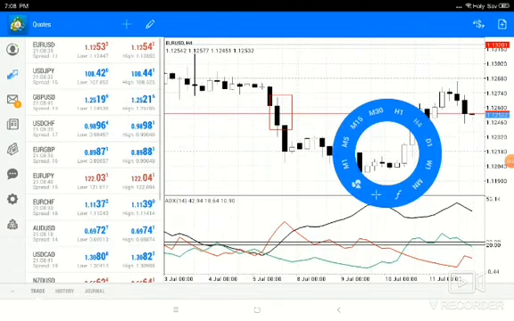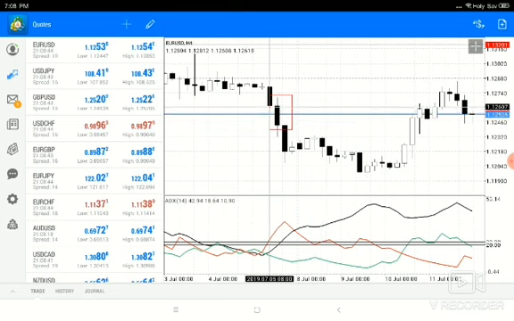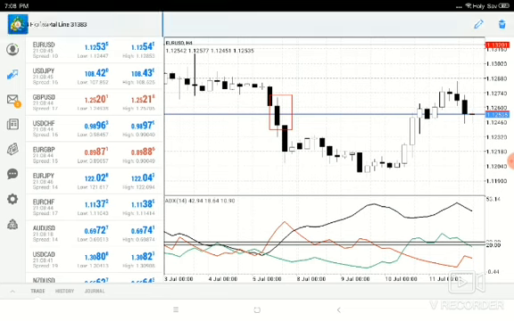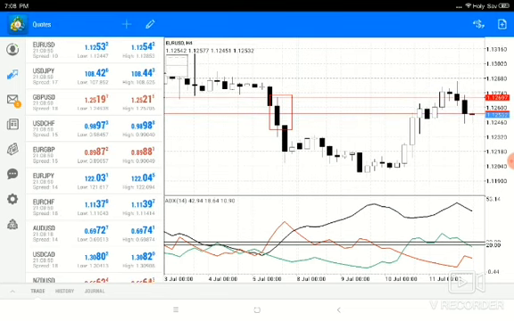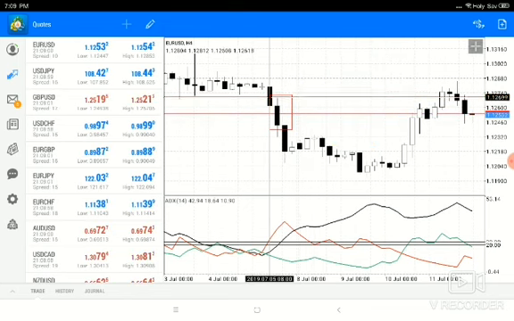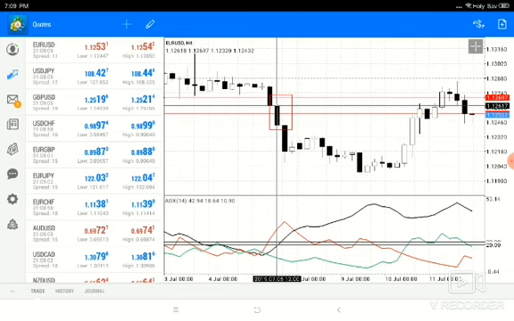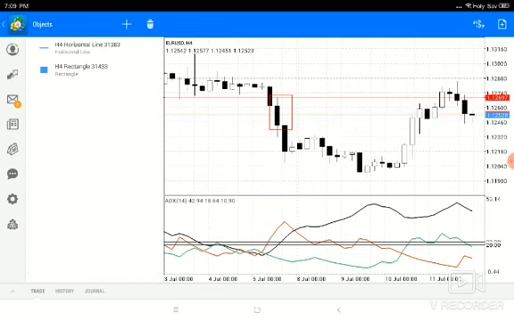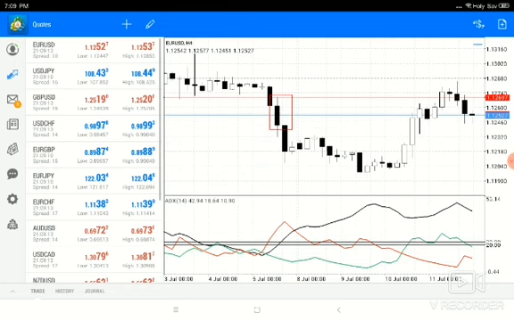Let's assume I entered at this point here. Let me move this line. Let's assume I entered here. So if I'm setting my take profit, where I'll set my target, at this point where I entered, it's already inside this box here. So if I'm setting my take profit to be around here, let me put a line so that you understand.